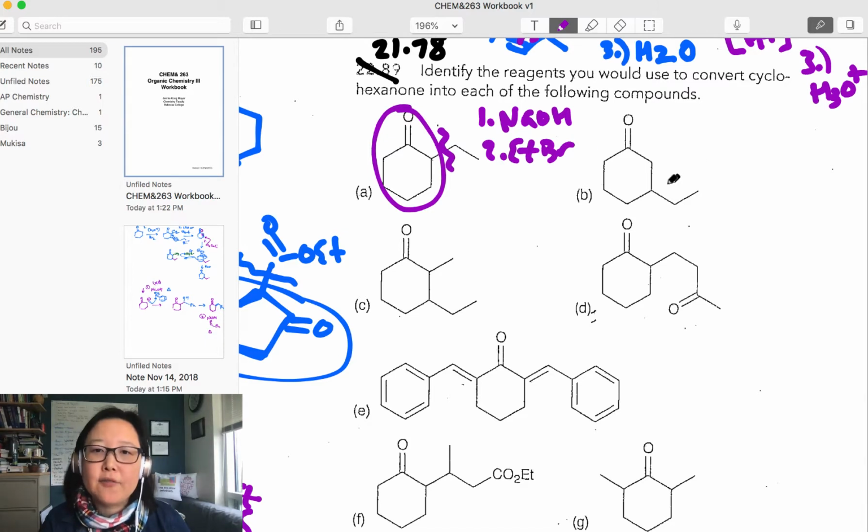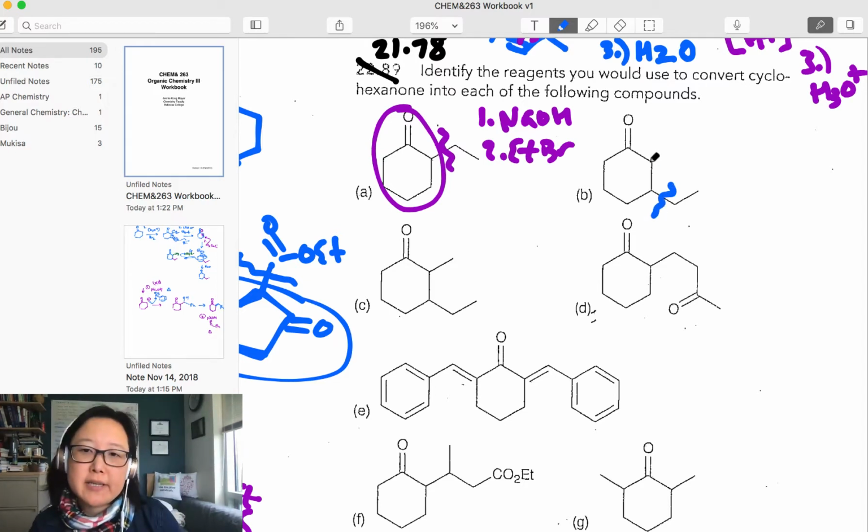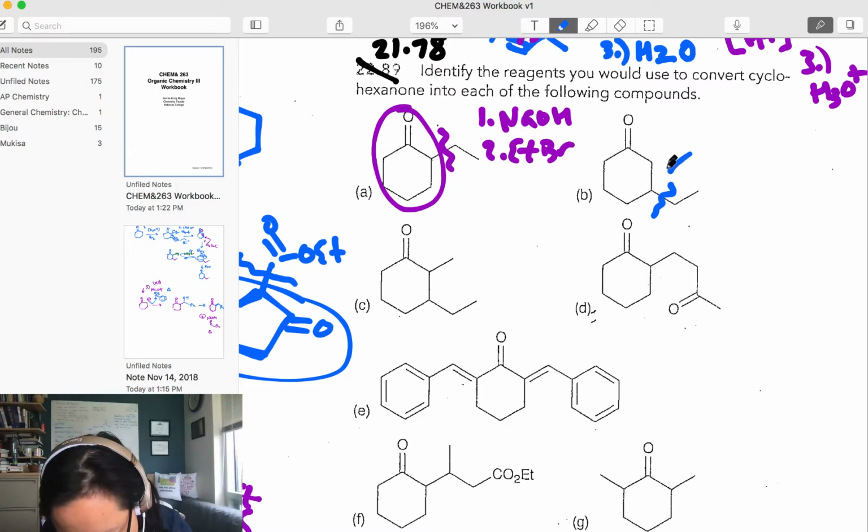Okay, for part B here, now I want a beta alkylation. So here, wow, that's tricky, right? I can't just pull off an alpha hydrogen. I need this to be some kind of reactive site. And remember, this comes from maybe something like this, where this carbon is now electrophilic.